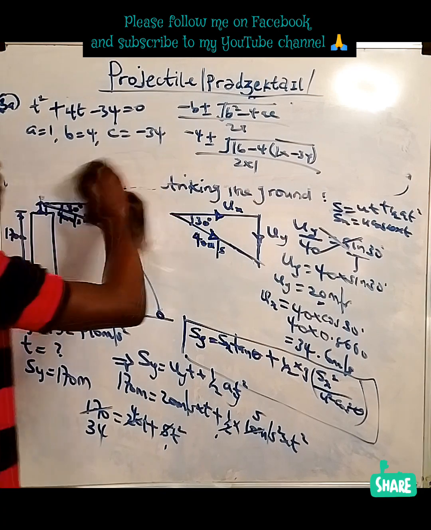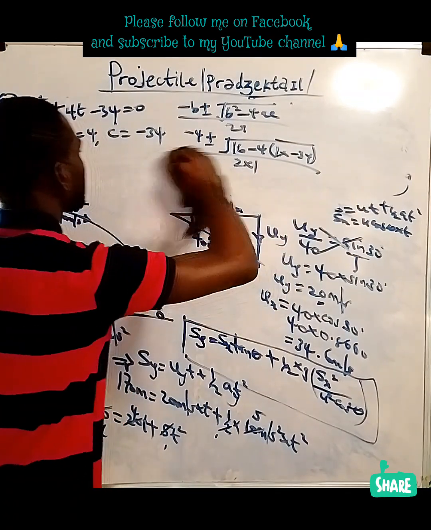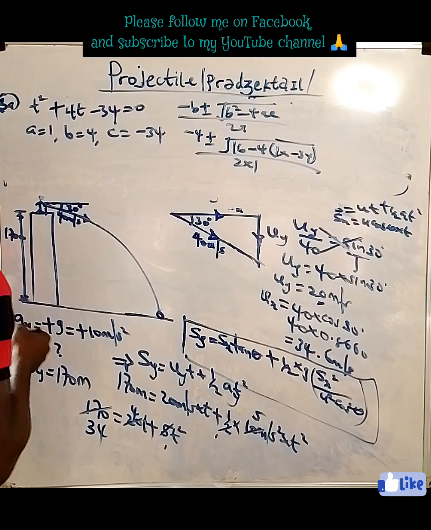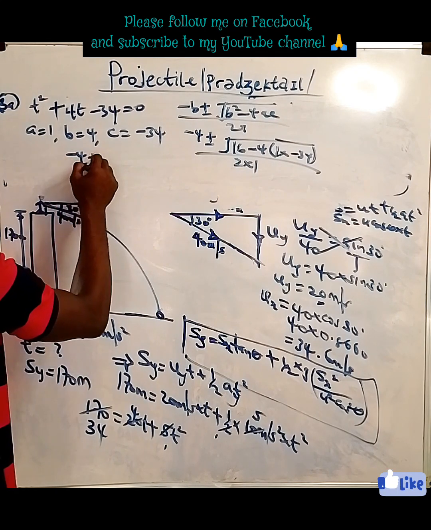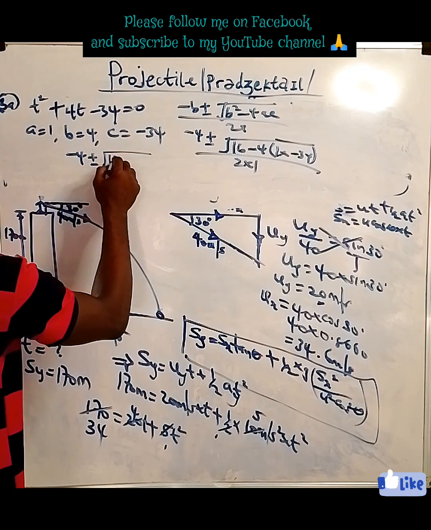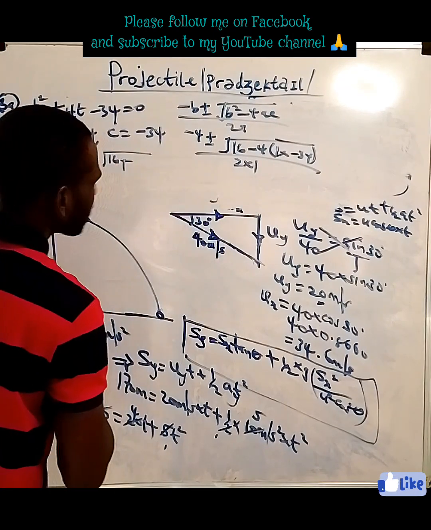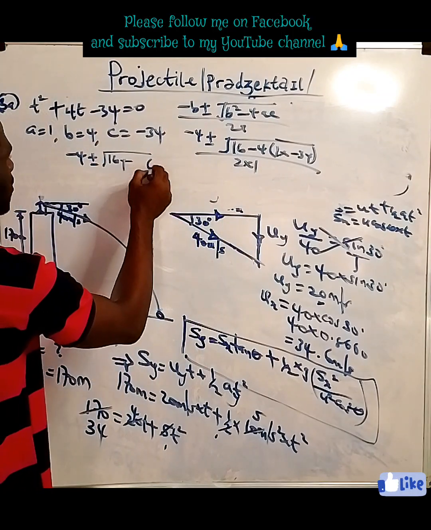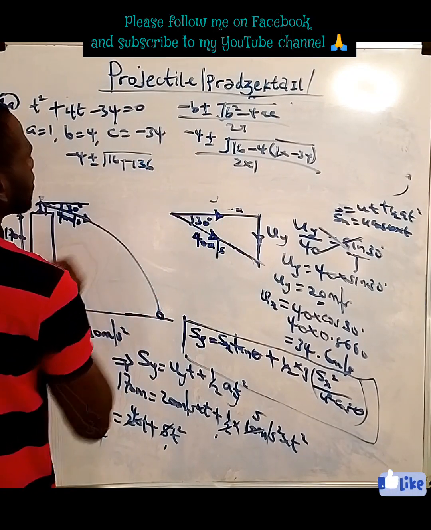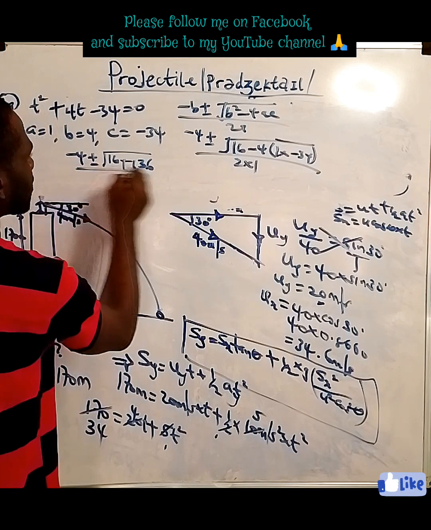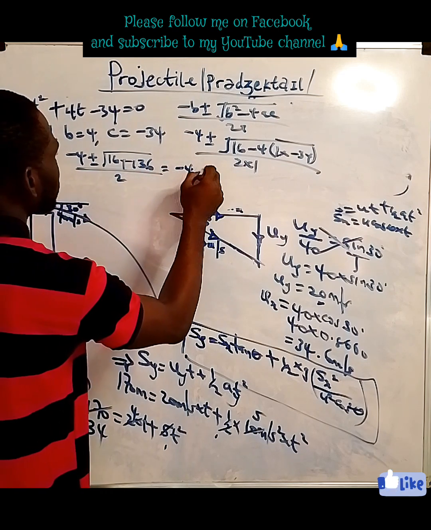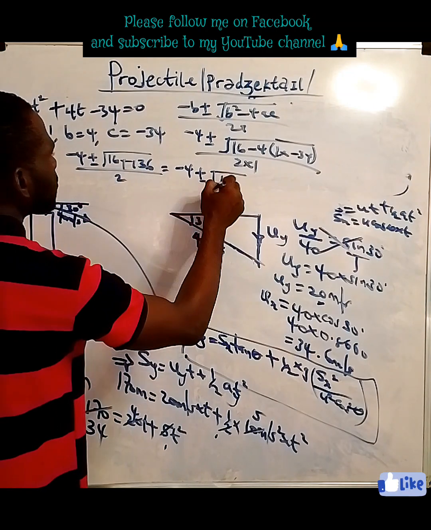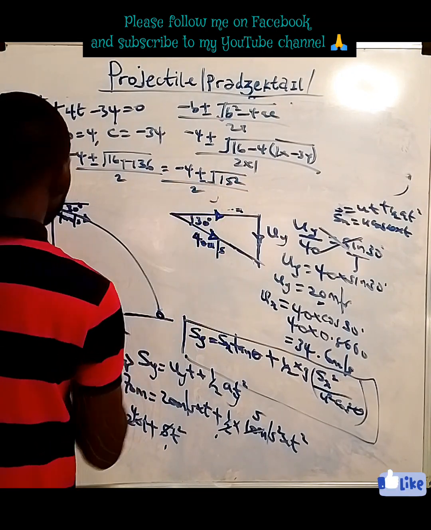So we've almost gotten our time. Almost gotten what we're looking for. So what do we have? Minus 4 plus or minus square root of 16, and minus times minus is plus, so 16 plus 4 times 34, that's 136. What do we have? Minus 4 plus or minus square root of 16 plus 136, which gives us 152, over 2.